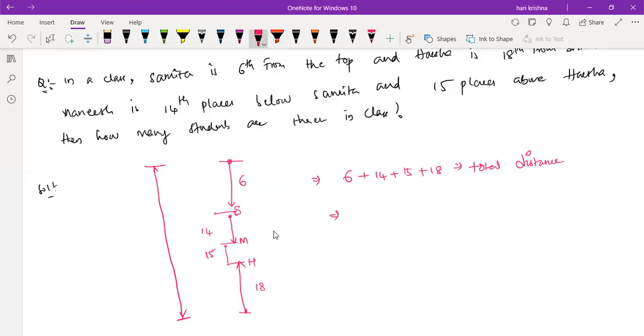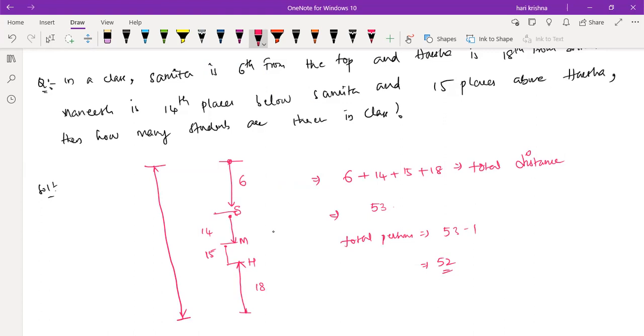What is the total final answer? 53. What is the total distance? Total persons is equal to total distance minus 1. That means 52. Sir, 52. Any doubts in this? Now you are clear, right?